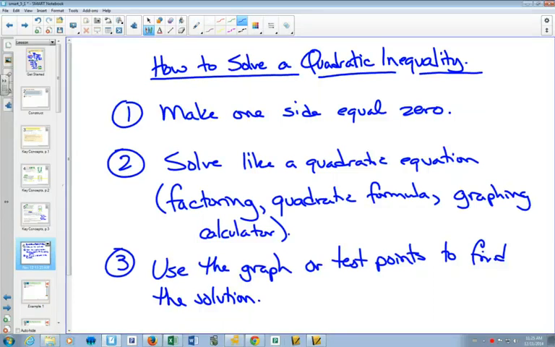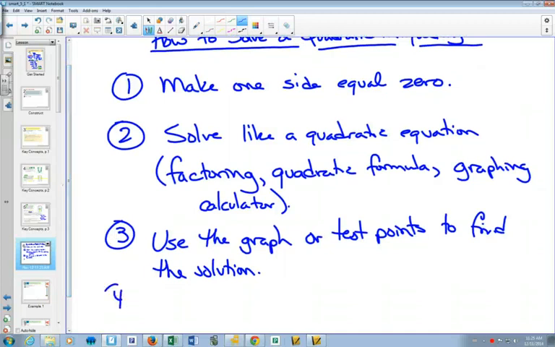And then last, once you found the solution, write it out. So those are the basic idea. We use chapter 3. We solve an inequality like a quadratic equation. Then we can use the graph to find out when is it greater than 0? Well, you can see right by the graph. When is it less than 0? You can see right by the graph.